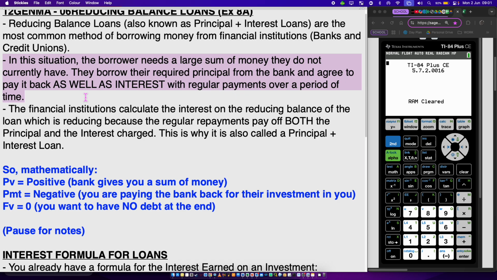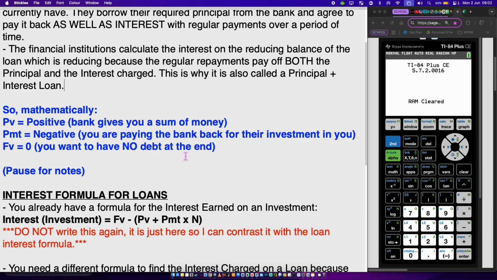Okay? The financial institutions calculate the interest on the reducing balance of the loan, which is reducing because the regular payments pay off both the principal and the interest charged. So that's why it's also called a principal interest loan. The first notes that you would need is this.